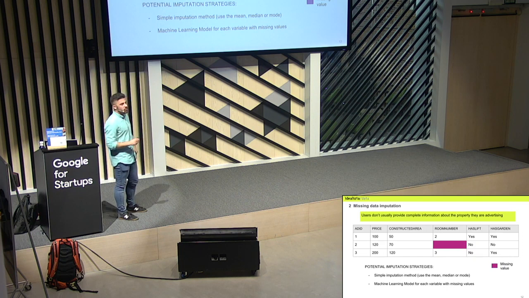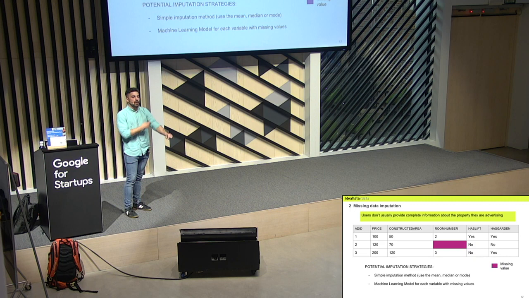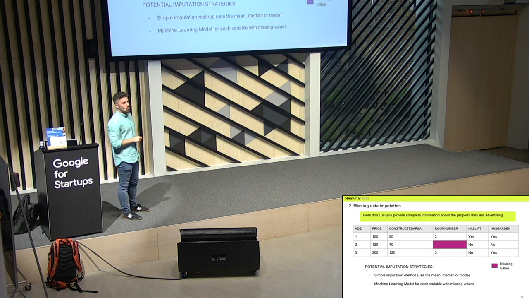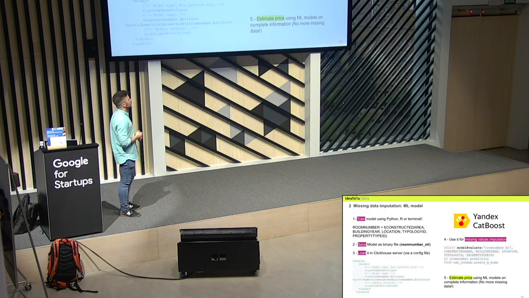So a single imputation with a statistical metric, as could be the mean, median, or mode, okay? Or a machine learning model for each variable with missing values. I'm going to explain the second one because it's the most complex and also the most interesting, okay? What are we going to use for this machine learning model? Another tool developed by Yandex, and it is CatBoost.